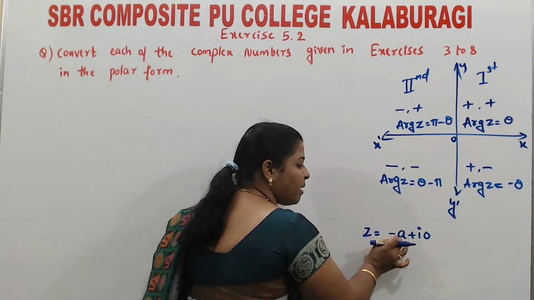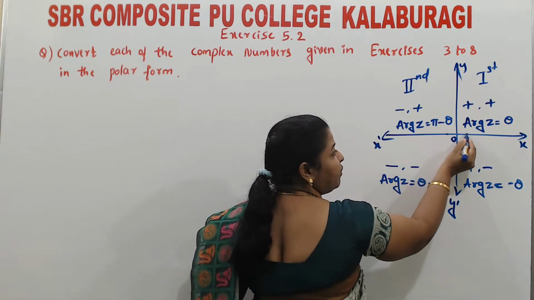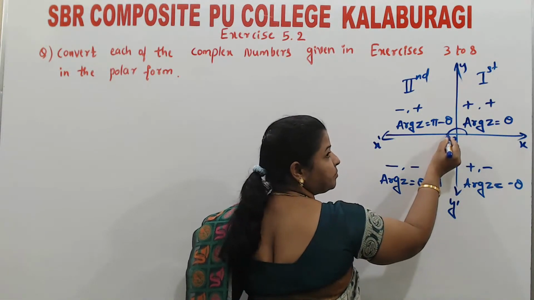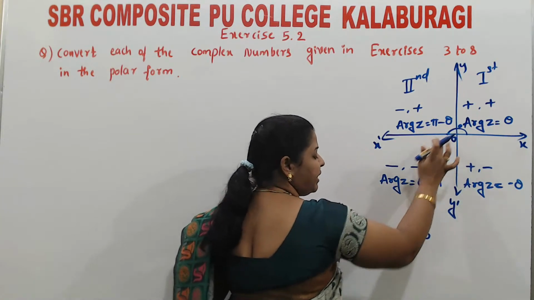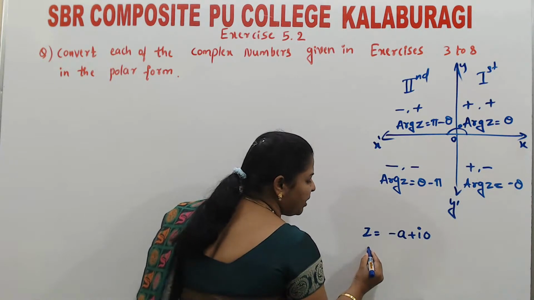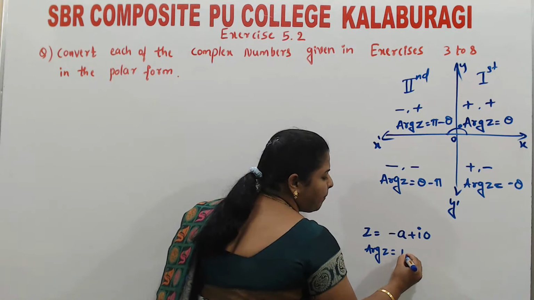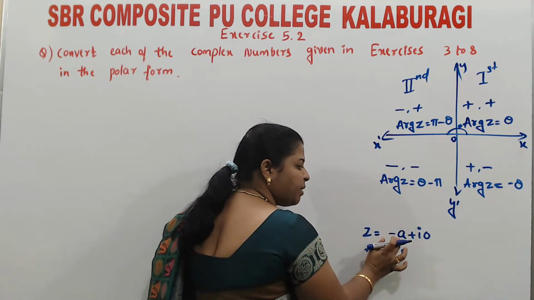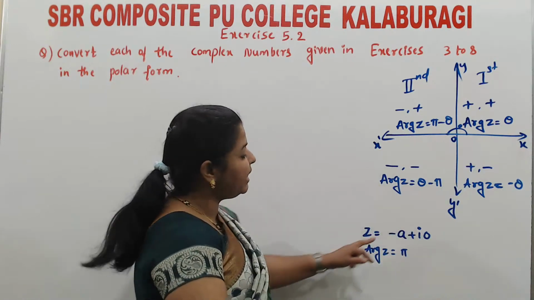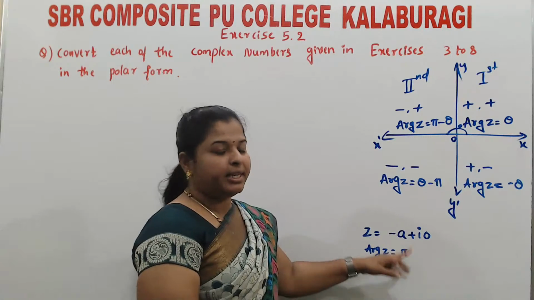z is equal to minus a. Minus a means it exists here, right? Therefore, the angle exists here. This is our angle theta, right? 0 to 180 degrees. Then how do we write the argument of z for this? Argument of z is equal to pi. The angle of this one is pi, right? Because x value is negative. Real part is there only. That's why argument of z is equal to pi, we can say, right?